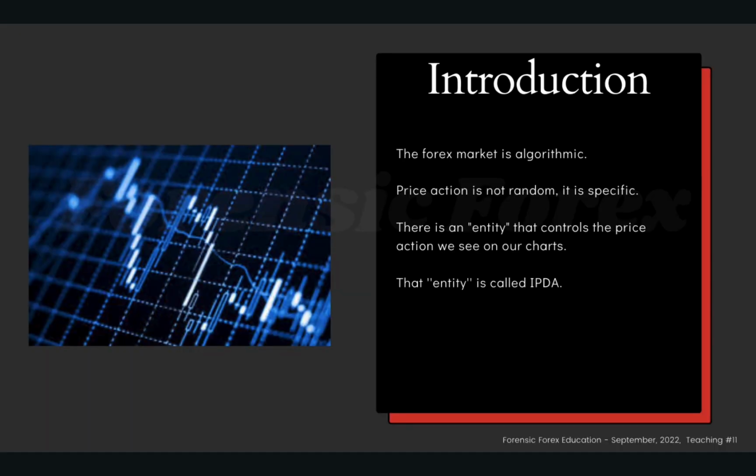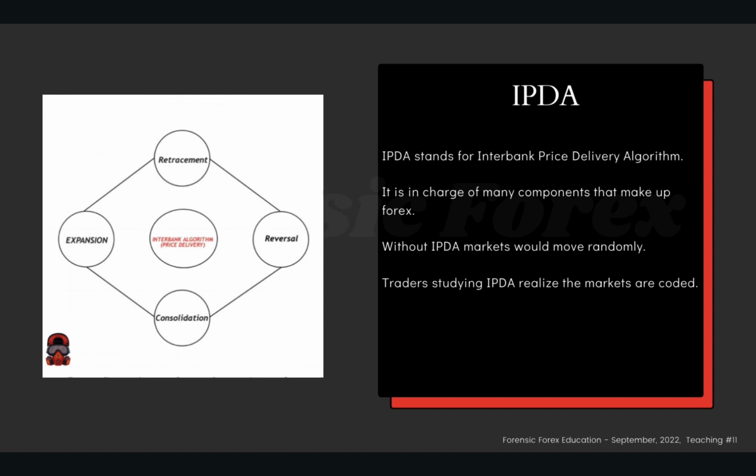The Forex market is algorithmic. Price action is not random, it is specific. There is an entity that controls price action we see on our charts. That entity is called IPDA. IPDA stands for Interbank Price Delivery Algorithm. It is in charge of many components that make up Forex. Without IPDA, markets would move randomly. Traders studying IPDA realize the markets are coded.